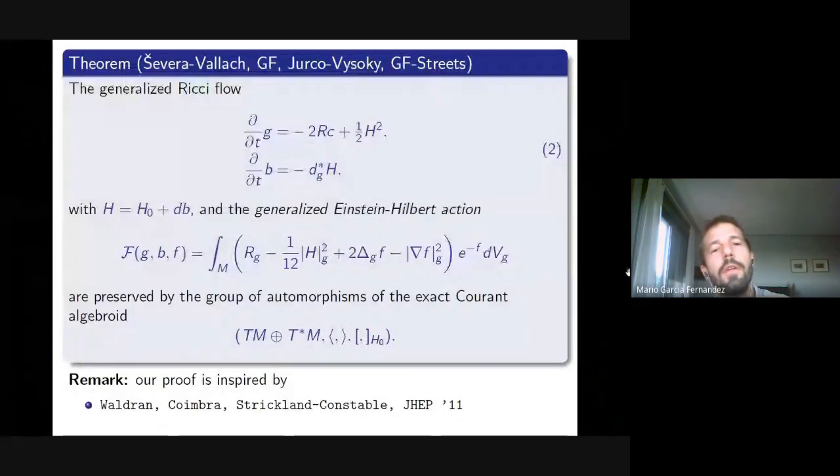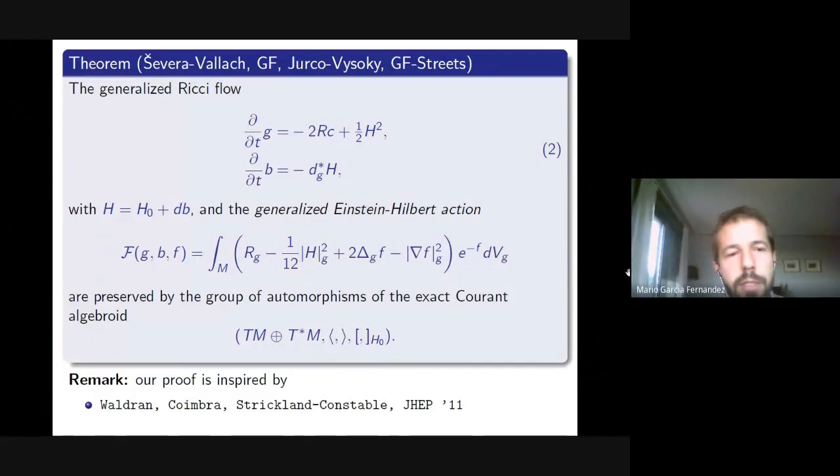Good. So let me comment on the proof, because this is where the geometry really is. I have this weird group acting on this full structure, and I'm saying that all these things are natural in generalized geometry.